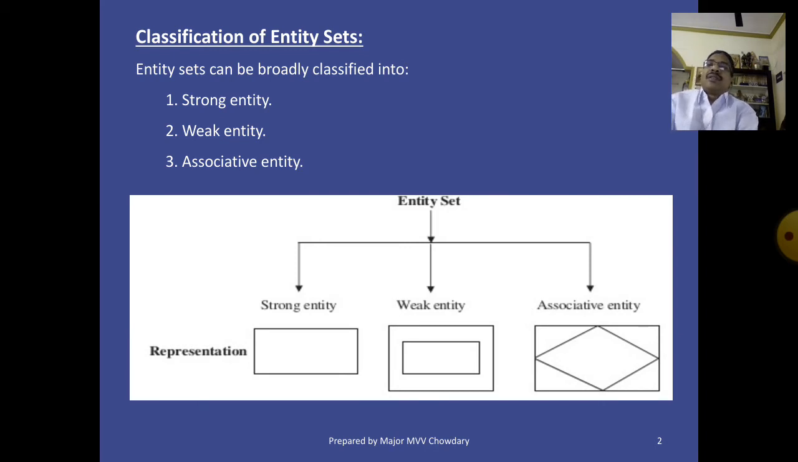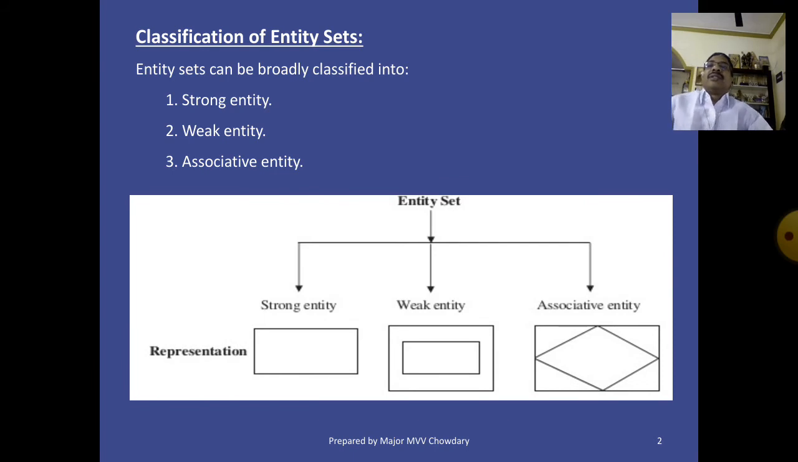In that, entity sets can be broadly classified into three types: strong entity, weak entity, and associative entity. Some other types are also there: recursive entity, and supertype and subtype entities. Today we discuss the classification of entity sets: strong entity, weak entity and associative entity.